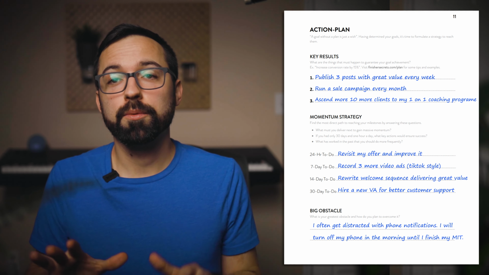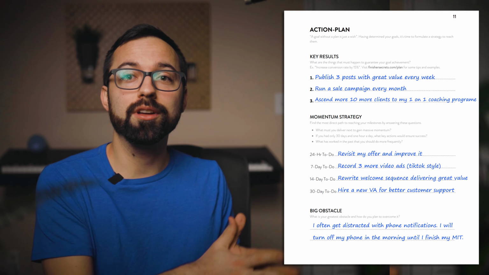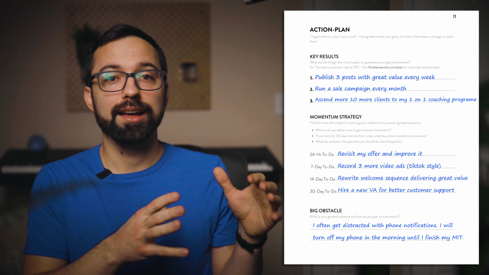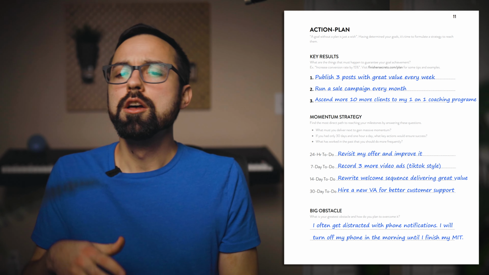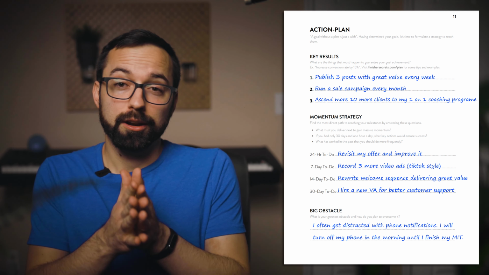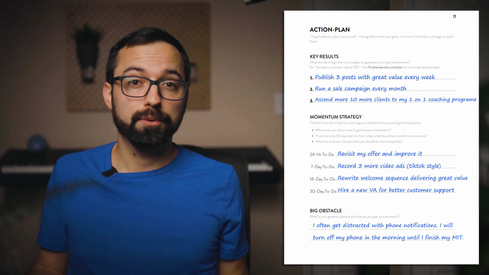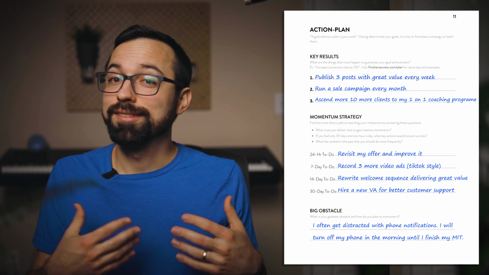So the first section that we're going to talk about is your key results. Basically this is taking your outcome goal and making actionable items that you can start working on right away, on a weekly basis or monthly basis, to start working towards that goal. For example, maybe you wanted to get more clients. For that, you're going to break it down and make a key result maybe of connecting with 20 ideal prospects every week. Or maybe you want to get more sales, and in that case, maybe you decide to run a sales campaign every month.